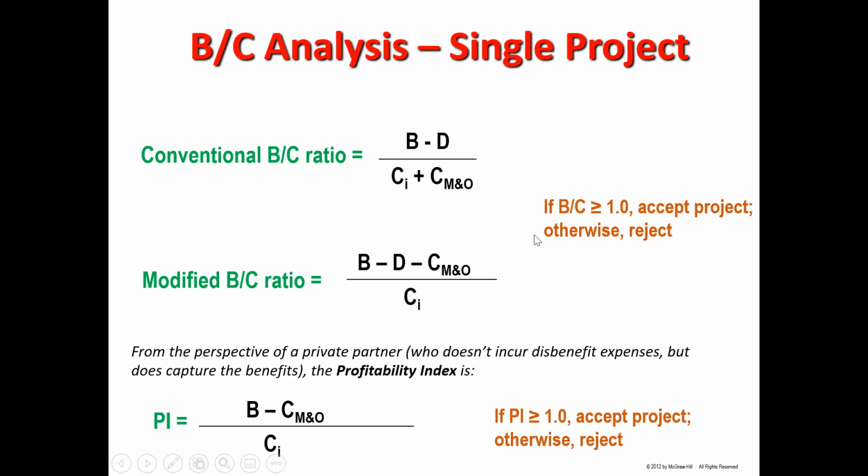And then there's one other parameter that we sometimes analyze projects related to, and that is the profitability index. The profitability index has the benefits minus the maintenance and operations costs in the numerator, and then the initial costs in the denominator. And this would be used for a private partner who's engaged in a project along with a government agency, but they don't necessarily have to incur any of the disbenefits. So an example of that is the rec center here on campus.